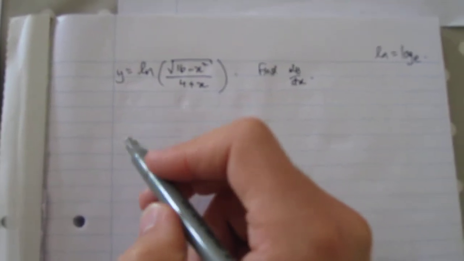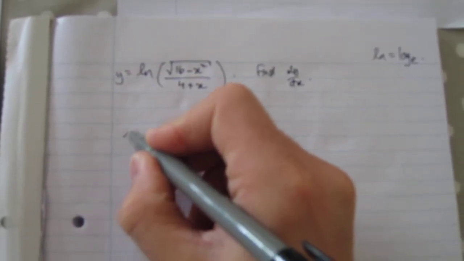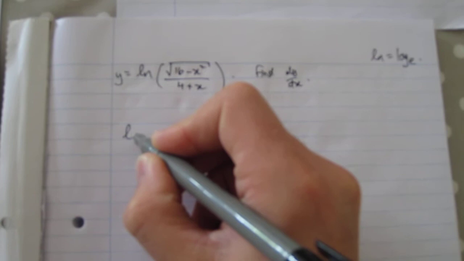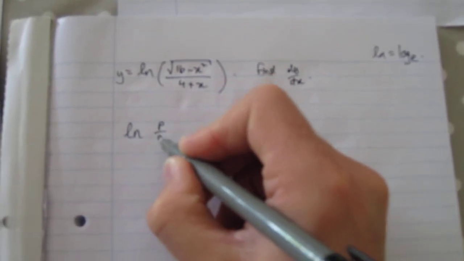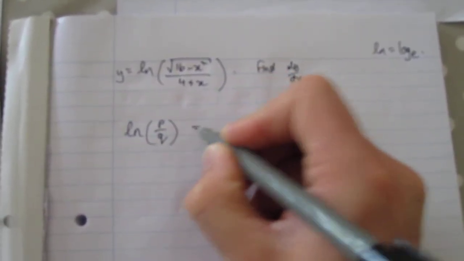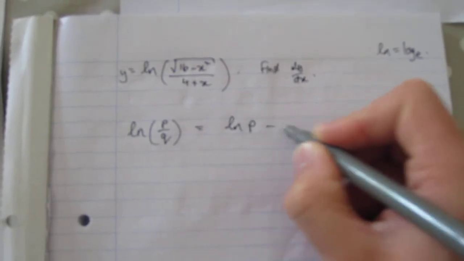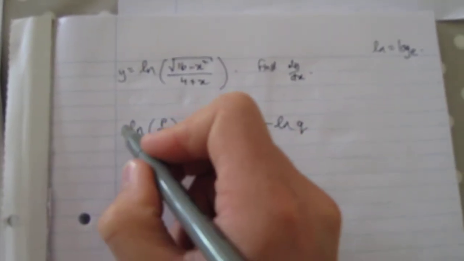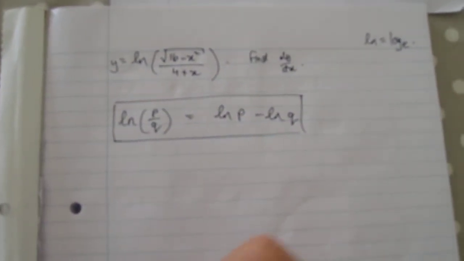A couple of things that can make your life easier is to remember the laws of logs. So for instance, if you have ln of p over q, that's ln of p minus ln of q. And this is without doing any differentiation, so we are not differentiating at the moment.